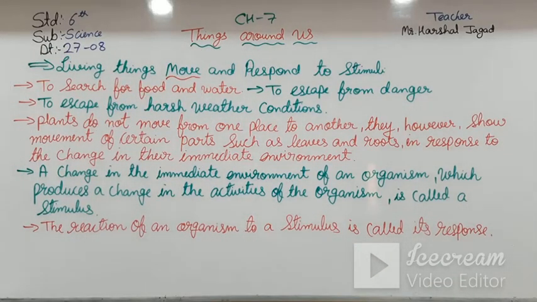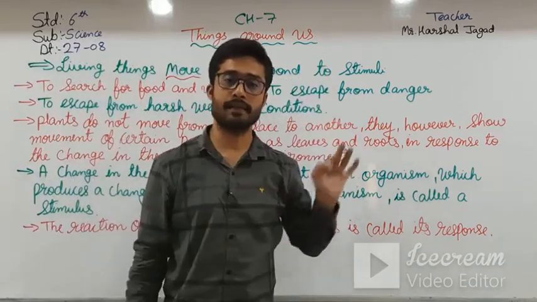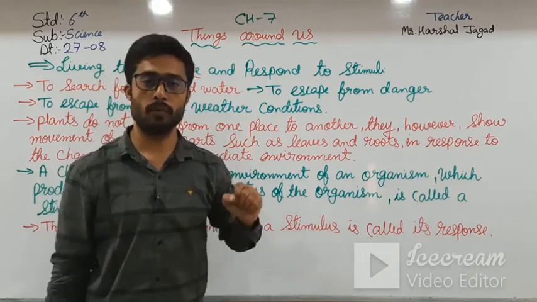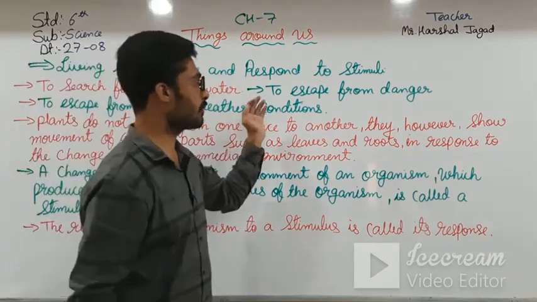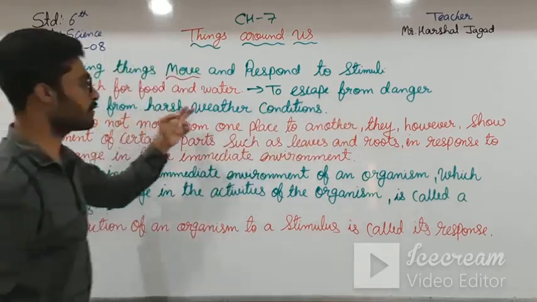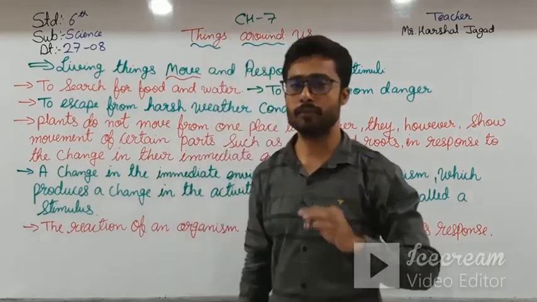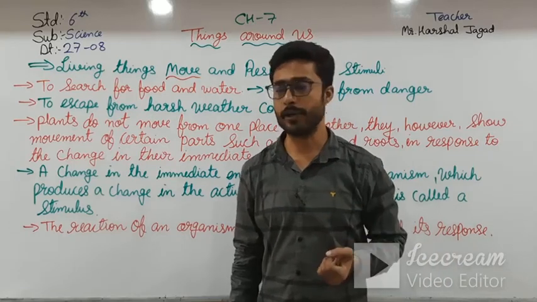So, this is all about how living things move and respond to stimuli. Why does the animal first of all move? Animals move to search for food and water, to escape from danger and to escape from harsh weather conditions. So for this, all the animals move from one place to another, and also for their shelter.